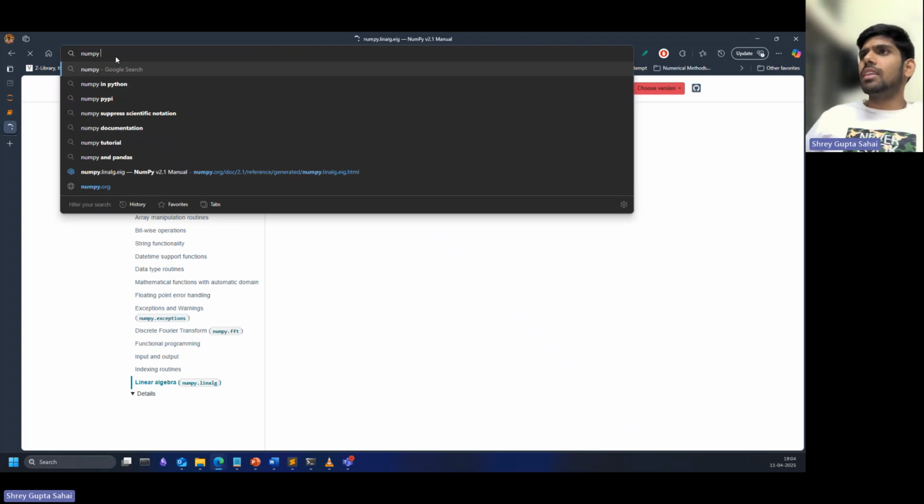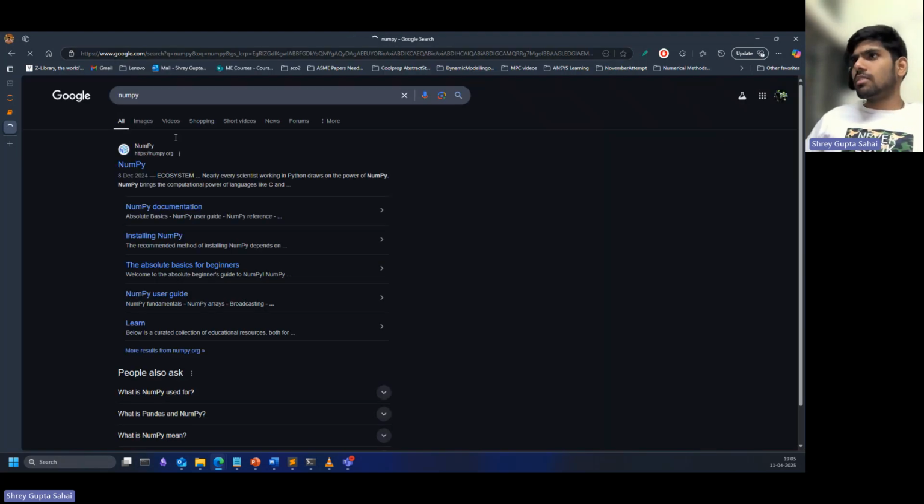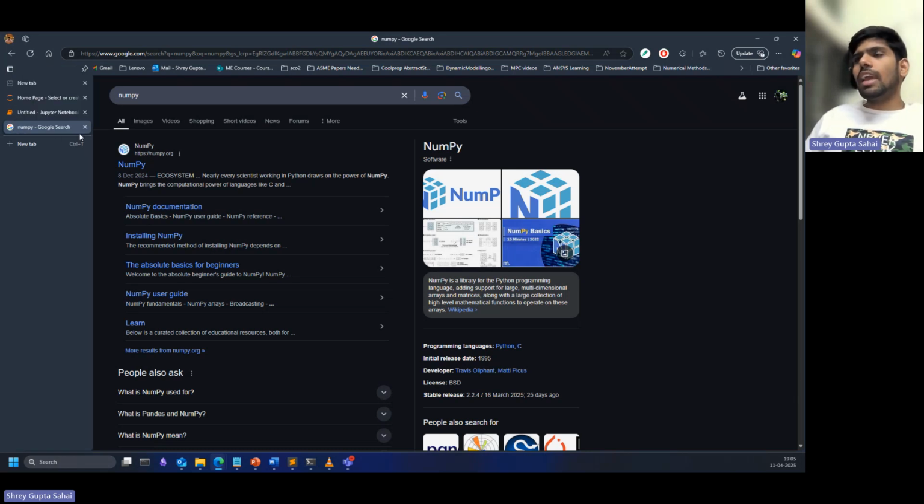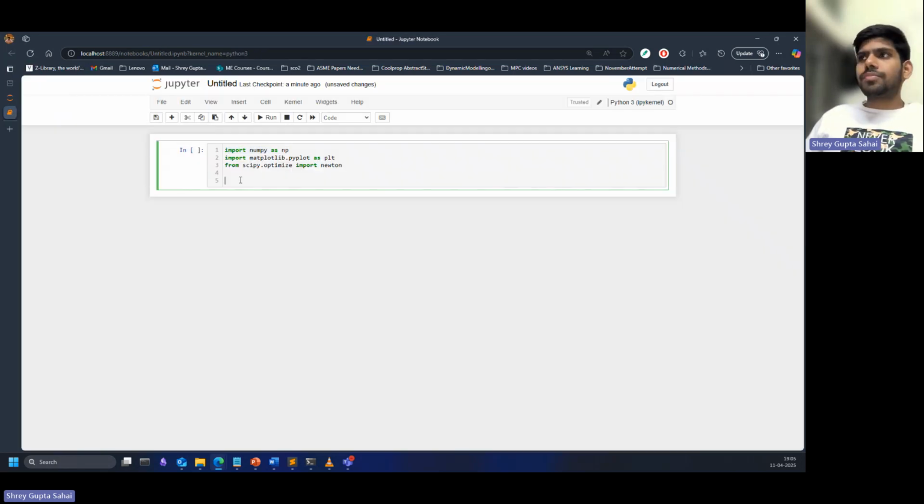NumPy is a very famous library, very basic. It has to be used. It is used for arrays and matrices, and other mathematical functions also. It is very helpful in that sense. We are also going to use some helping functions.